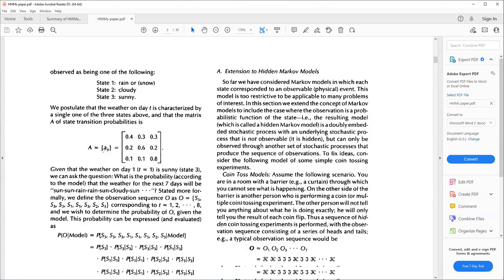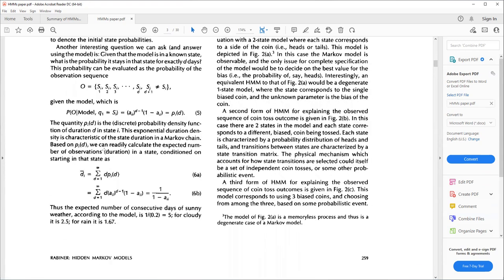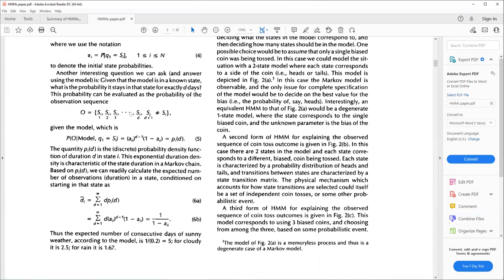But this is still, now what we've done is we have just gone through the previous lecture completely. So this is kind of a feedback. And here, there are some very interesting questions that might be asked. For example, given the model is in a known state, what is the probability it stays in that state for exactly d days? So this means that after d days, it has to move out of the state, right?